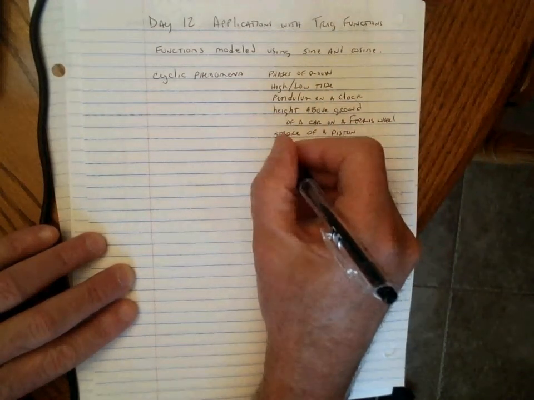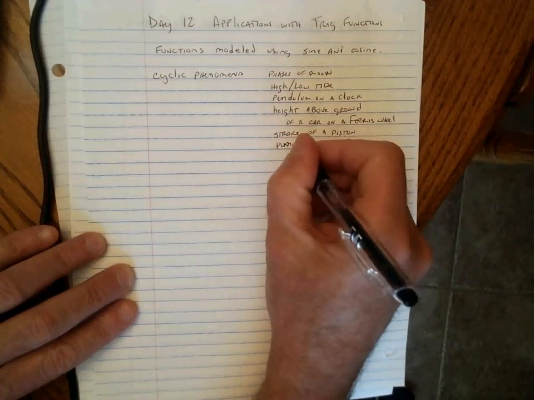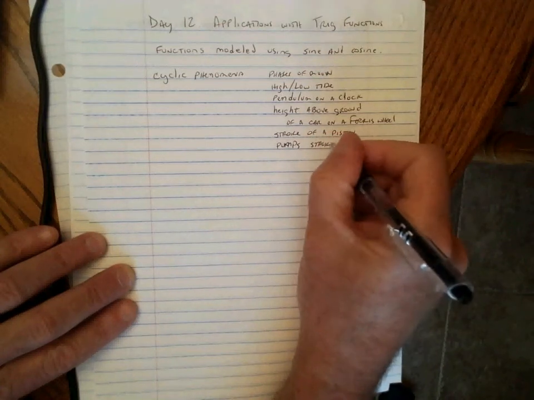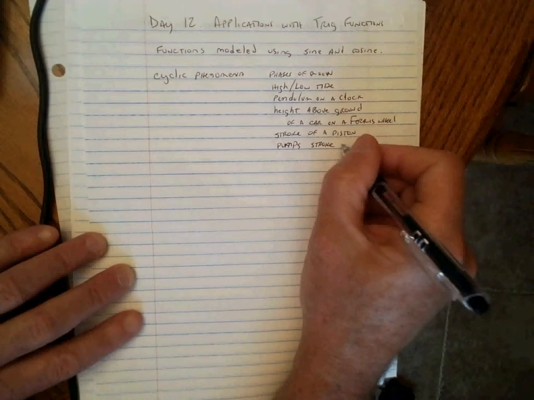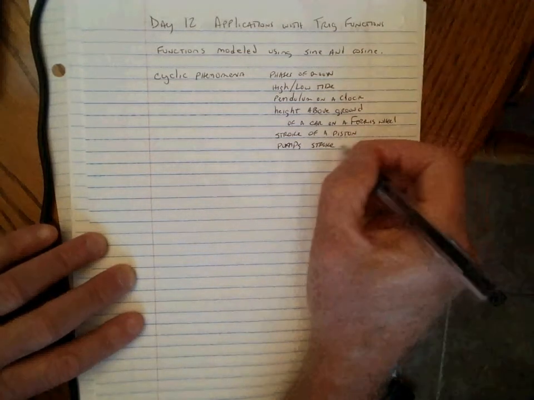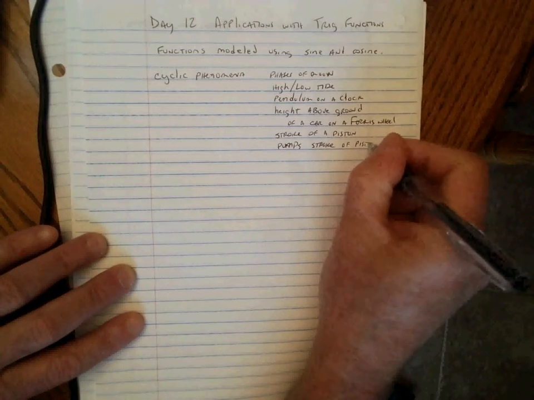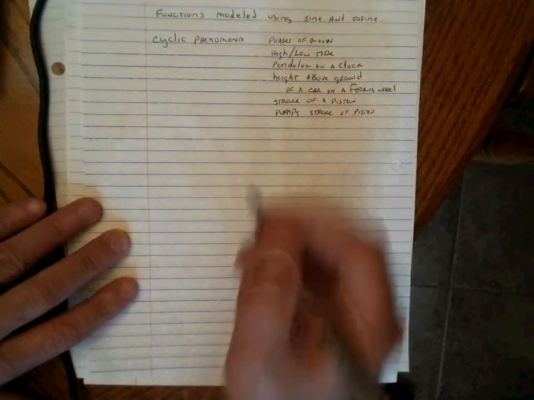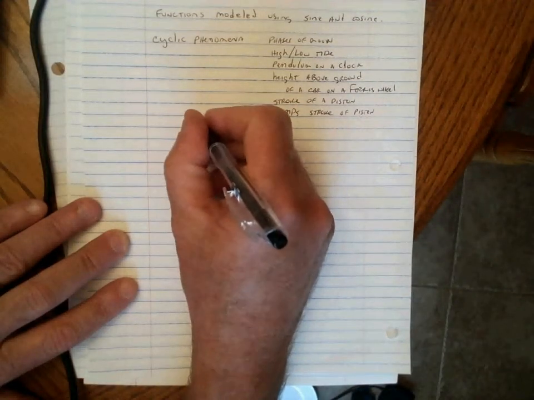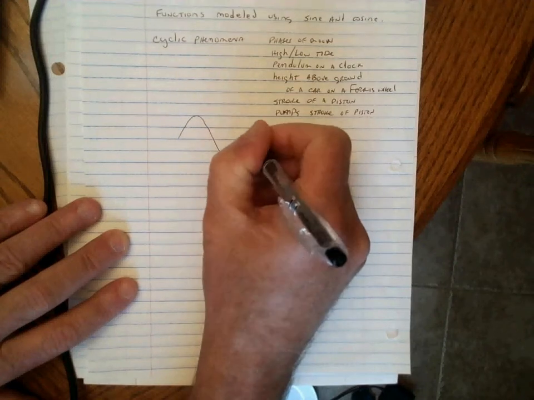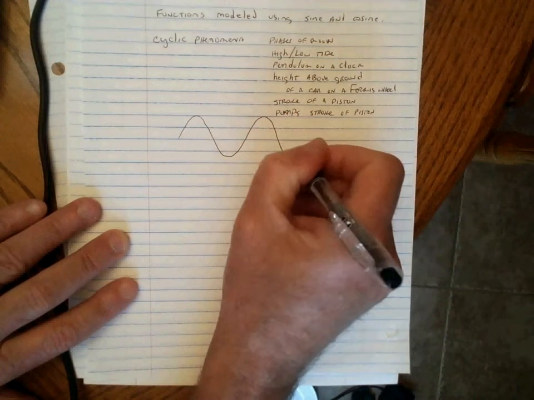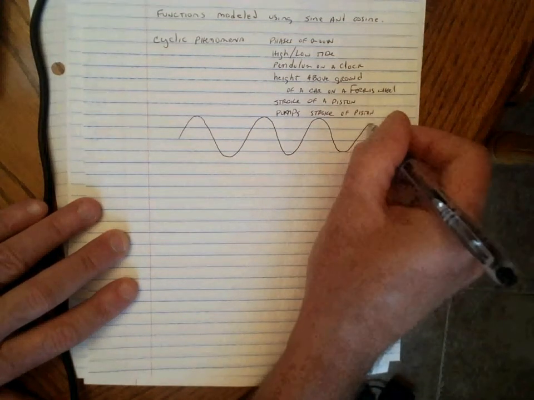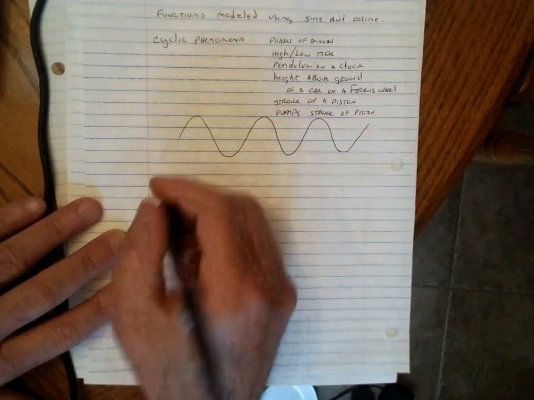Pumps work with a piston also, and the stroke of that piston on a pump. Different things. These functions are really versatile. There's a lot of different things they can model, but pretty much anything that fluctuates between a high and a low value, many things that fluctuate over time, can be modeled using the sine or the cosine function.